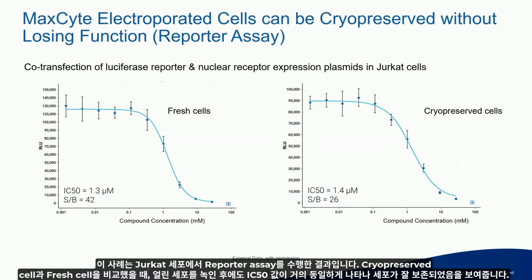This is an example using a reporter assay in Jurkat cells. So here you can see that the fresh cells and the cryopreserved cells look very similar in terms of their IC50, despite the cryopreserved cells being frozen and then thawed, which speaks to some good optimization on their part for the electroporation.